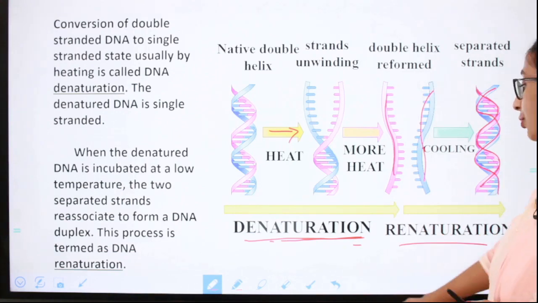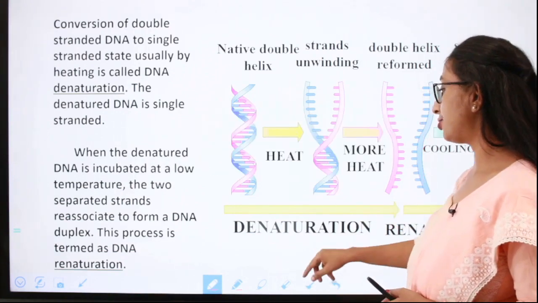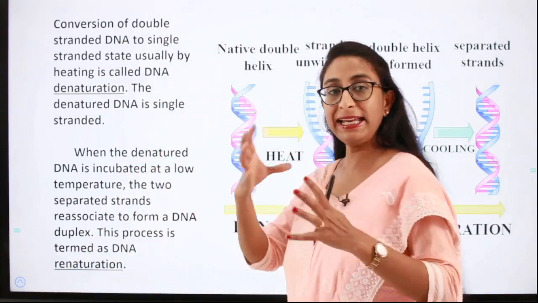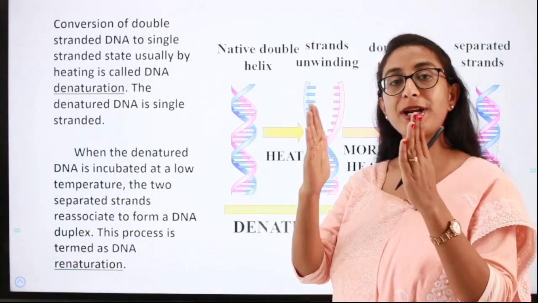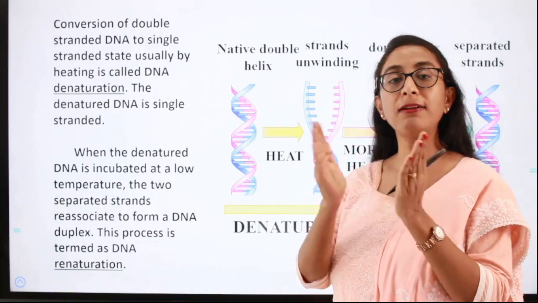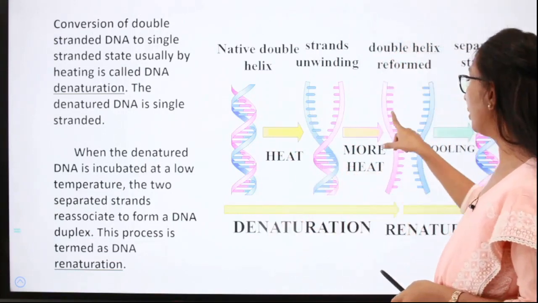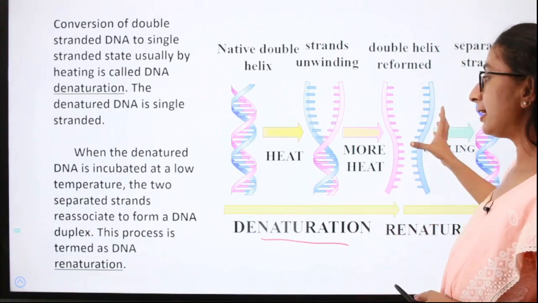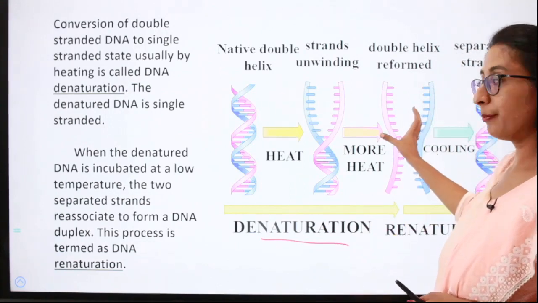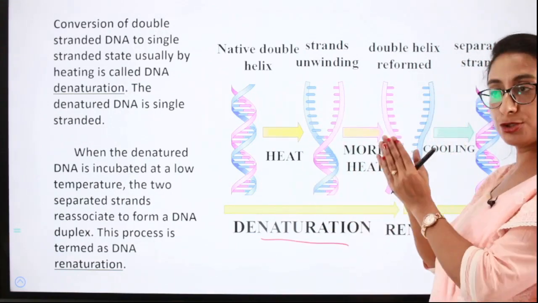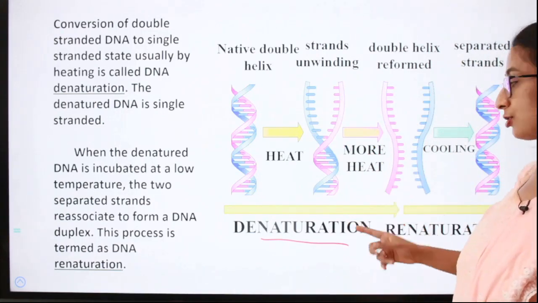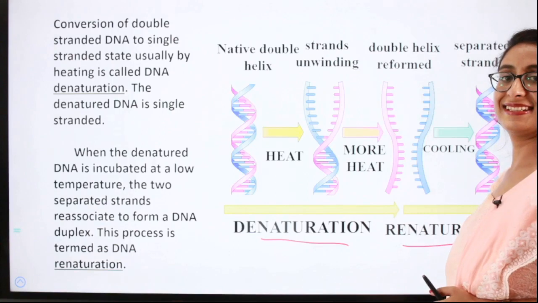So did you understand what is meant by denaturation and renaturation? When we apply heat to a DNA, the two strands of the helical structure will unwind or uncoil and become two separate strands. That is called denaturation. Once again, if you incubate it at low temperature, they will rejoin, reassociate, and form the regular double helical structure. That is called renaturation.